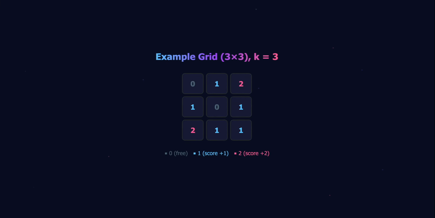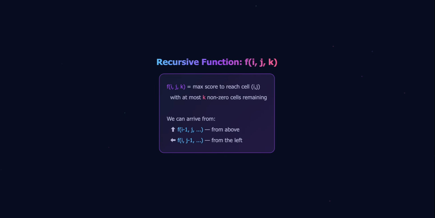Let's take a small 3 by 3 example grid. The values can be 0, 1 or 2. We'll use k equals 3 for our example. The recursive function f of i, j, k returns the maximum score to reach cell i, j with at most k non-zero cells allowed along the path.